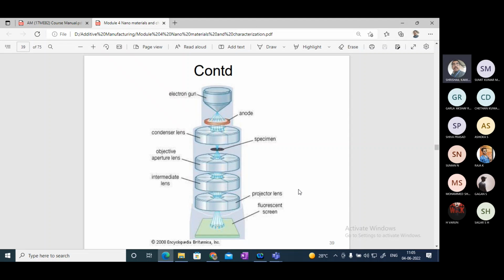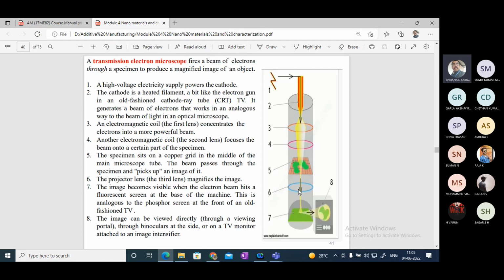This will be in the order of 10 million magnification. You cannot imagine 10 million magnification. 1 million is 10 lakhs, that is, thousand times thousand lakhs. So 1 into 10 to the power of 6 times is 1 million. And even more than that, 10, 20, 30 million times we can magnify. This is how it works, and already I have shown you the transmission electron microscope and how it works.